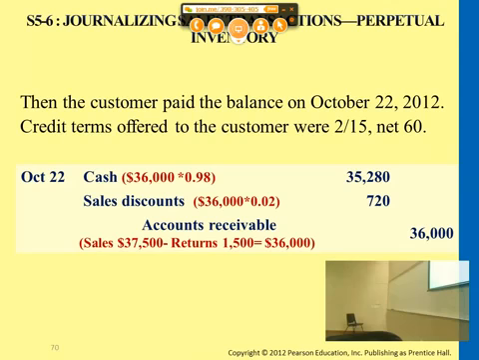And so another case, the opposite case would be if they pay after 15 days, then it will just fully be $36,000. But with the discount, you will have sales discount in the middle, capturing the amount of sales revenue that you're not getting. You have 720 here.